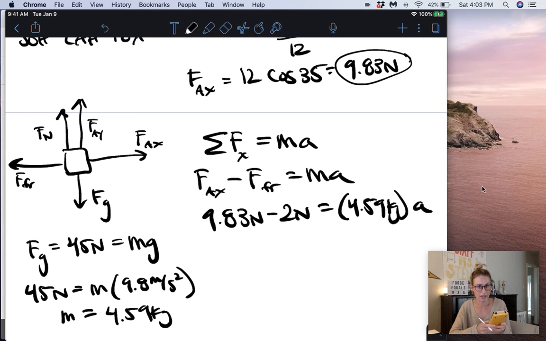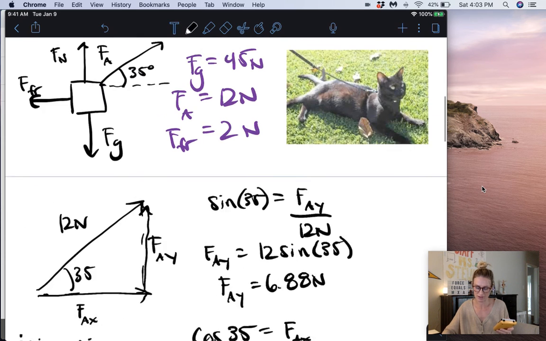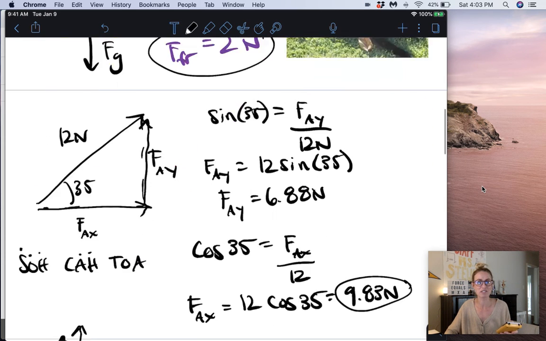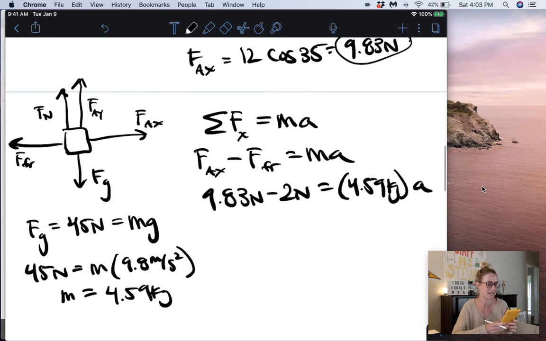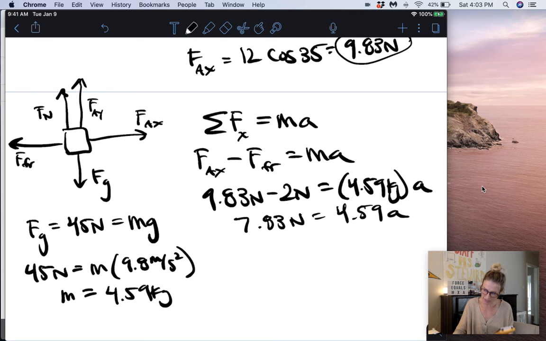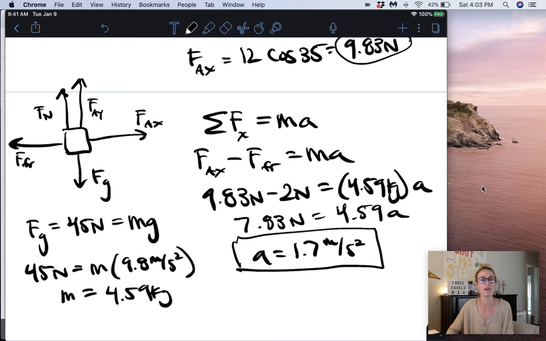Now remember, I got the force of friction from the actual prompt of the problem, okay? I remembered it because I wrote it down up here, but there's our force of friction right there, in case you forgot. So 9.83 minus 2 is 7.83, and then I'm going to divide both sides by 4.59 in order to solve for acceleration. So we get acceleration is 1.7 meters per second squared. And that is our answer for that one.